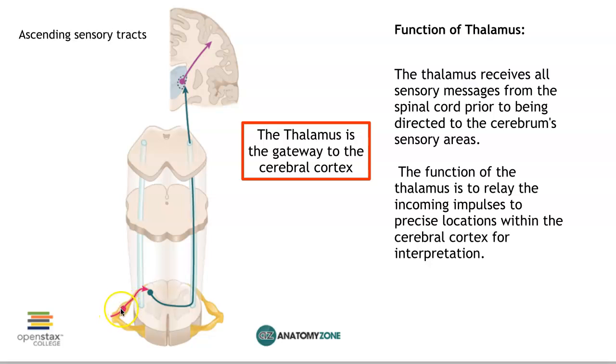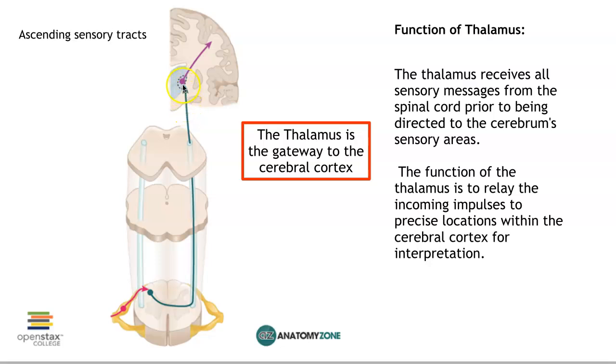Dorsal root, here is our dorsal root ganglia. And then the sensory afferent axon is going to be synapsing with an interneuron. And that interneuron in the spinal cord is located in the dorsal horn. Remember the dorsal horn, the gray matter of the spinal cord. That interneuron will then go into the white matter and send that sensory information up through an ascending sensory tract.